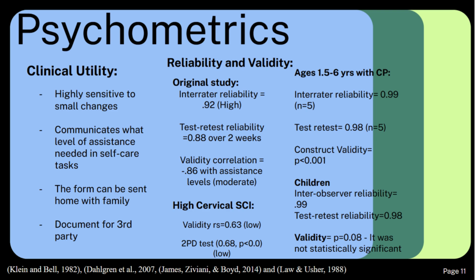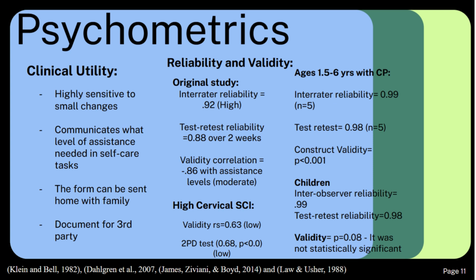The form could also be sent home with the caregiver and is also great to document for third party as well. This is because it's a quantitative scoring and behavior descriptor, so it also makes it very useful when it comes to documentation. So the original study inter-rater reliability is 0.92, which is high, and the test-retest reliability is 0.88 over 2 weeks.